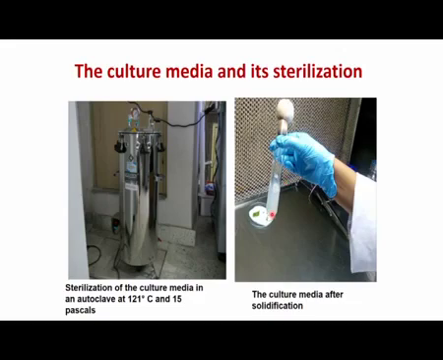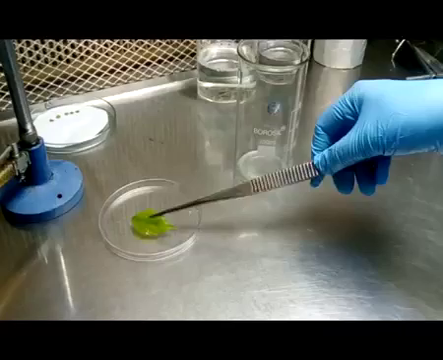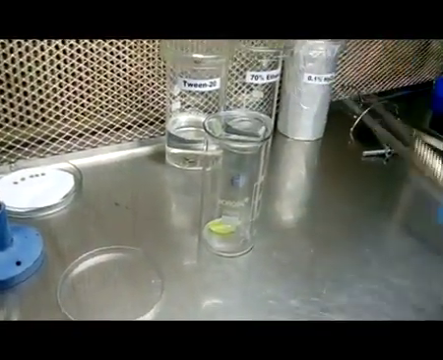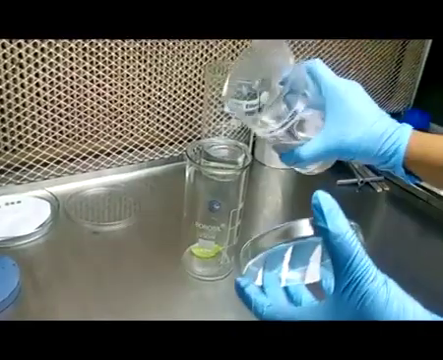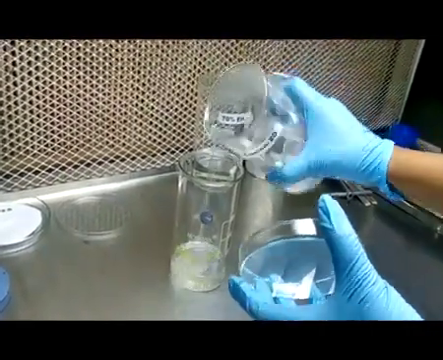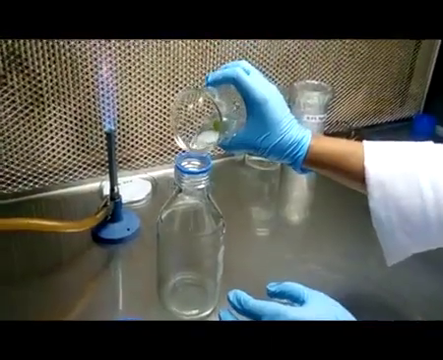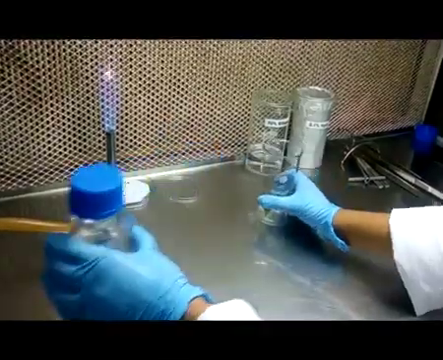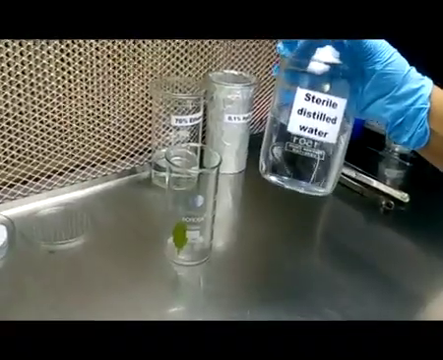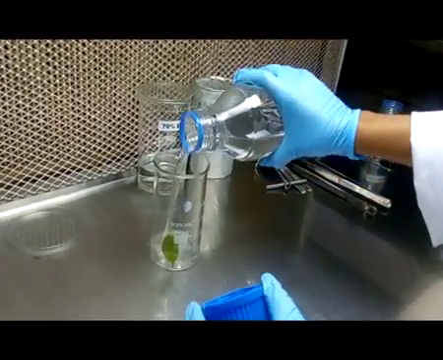Now what you do is the surface sterilization of the explant. In this case, for example, we have taken a leaf. So first you do the surface sterilization. You take the leaf, then you first sterilize the surface by using a detergent called Tween 20. Once you do the washing with the Tween 20, then you do the washing with water, so that the excess Tween 20 will be removed from your explant.